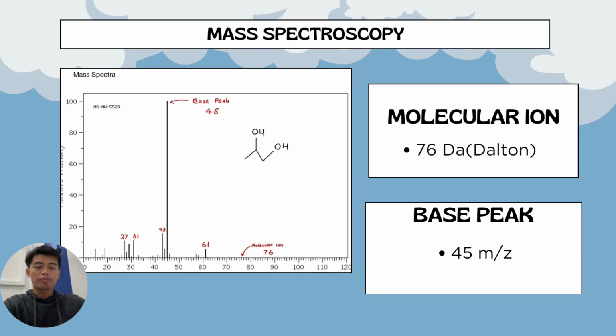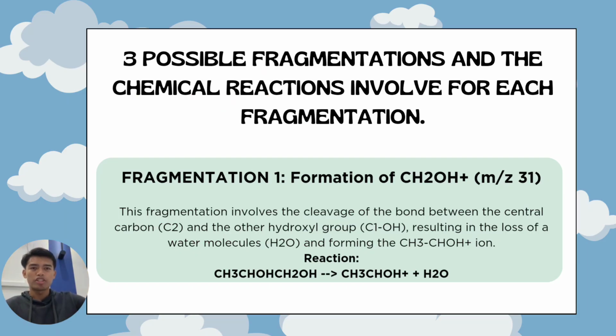Now we move to the next spectroscopy, which is mass spectroscopy for propylene glycol. These are the mass spectra for propylene glycol, and from the spectra we can also know the molecular ion, which is 76 Dalton, and the base peak, which is 45. Then we move to the next part, which is three possible fragmentations and the chemical reactions involved for each fragmentation. So there are three fragmentations from this mass spectroscopy of propylene glycol.